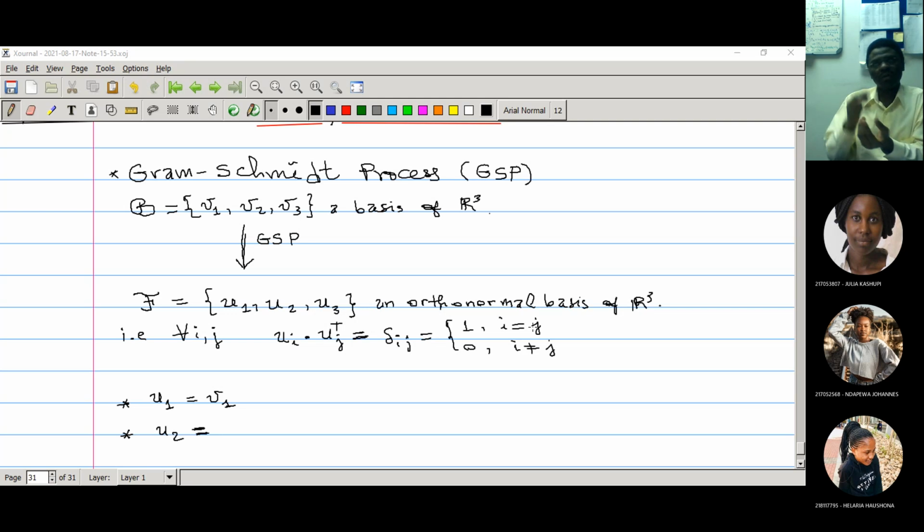Now to construct U2, which I assume to be orthogonal to U1, I will construct U2 by knocking out all the components along U1 in such a way that the two become orthogonal. Now, how do I do that? It's by the projection. I will take V2, and then I will project it along U1, and I will subtract it from V2. And then the result will be obtained. So let's do that and test and see if it will work.